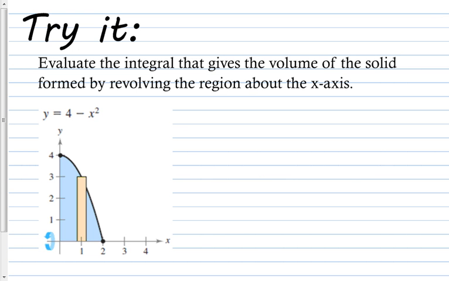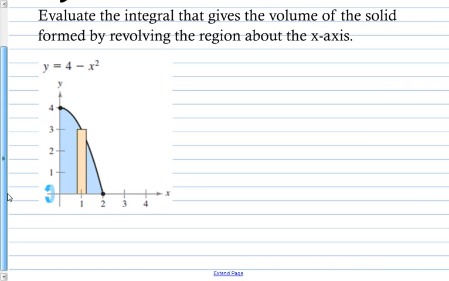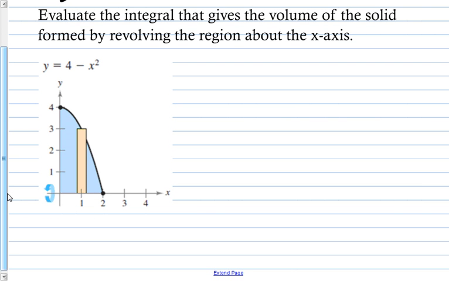Okay, the try it should look familiar. It is example 3. But in example 3, we just analyzed the function, figured out where the intercepts would be, so that would be our limits. Figured out what the shape looked like, because you need to be able to do that if you don't have a graph, or if you're not able to use a calculator.